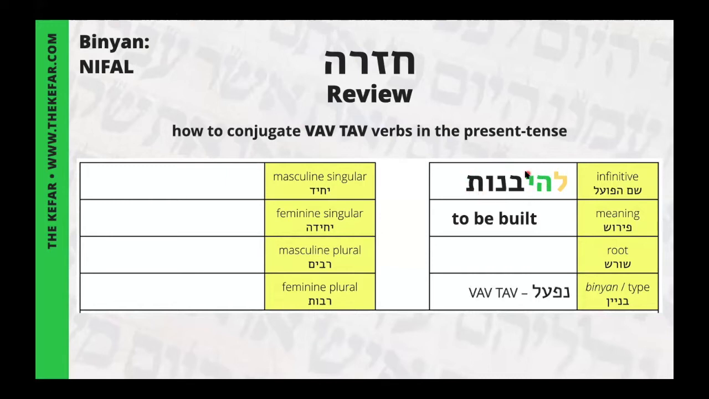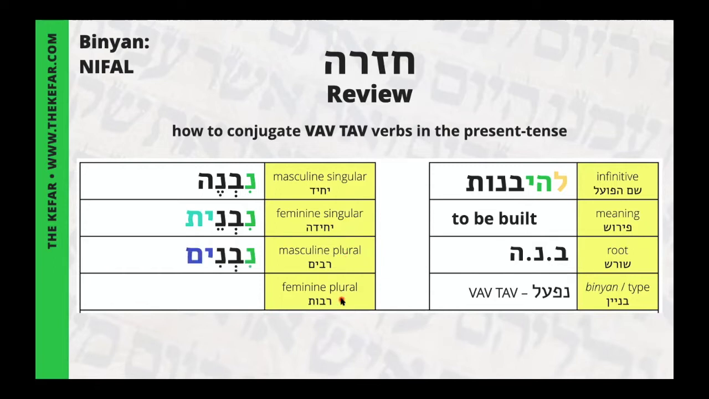When we get rid of the first three letters, the lamed hey yod, and change the vav tav into a hey, we get our root bet nun hey. Our masculine sound pattern is ni-eh, so we get nivne. For feminine singular, we have nivnet. Masculine plural, nivnim, and feminine plural, nivnot. So nivne, nivnet, nivnim, and nivnot.